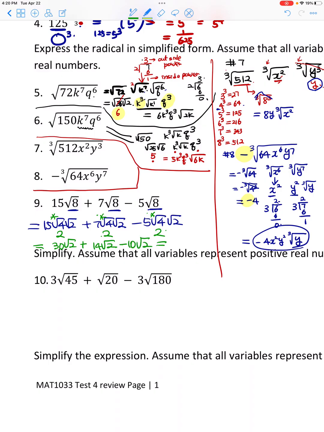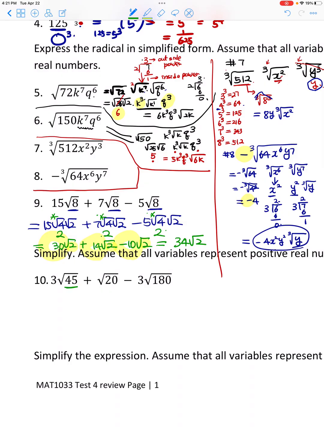5 times 2, you got 10 radical 2. Then they're all the same radical 2, so you can combine 30, 14, negative 10 to calculate that. So 30 plus 14 is 44, minus 10, your final answer is 34 radical 2. Right? Number 10. Simplify and assume that all variables represent a positive real number, right?